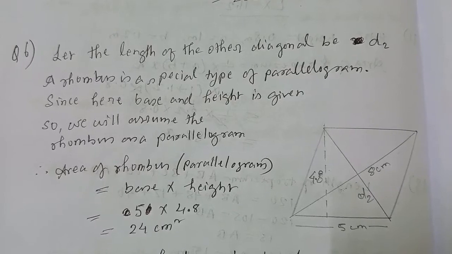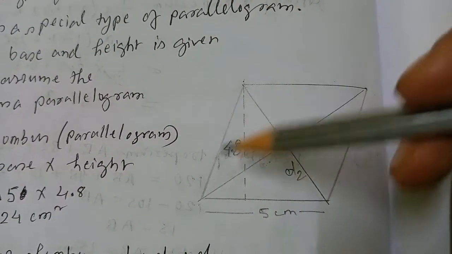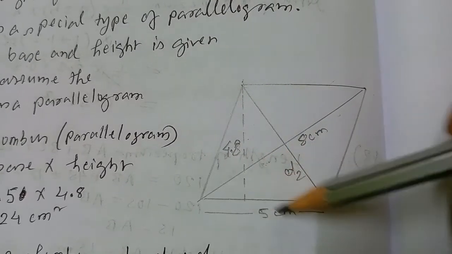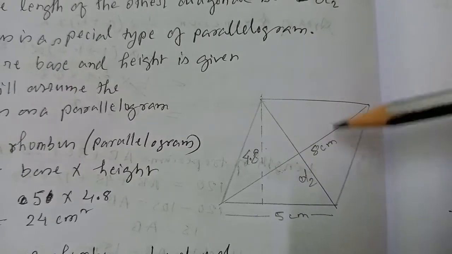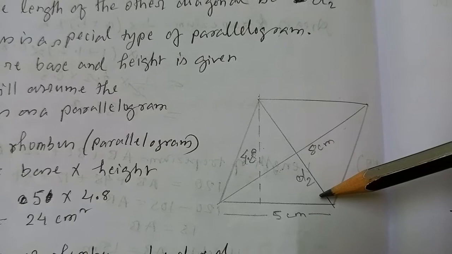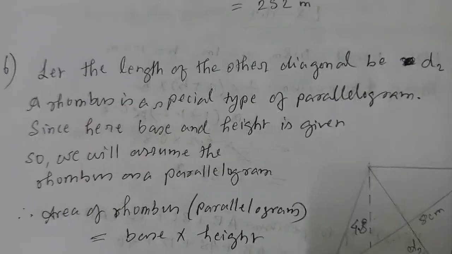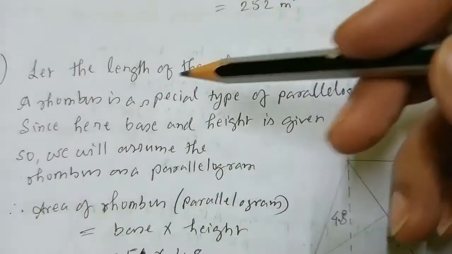So here you can see the solution. This is the figure of this question. So this is a rhombus. So side is 5 centimeter. The height is 4.8 centimeter. One of the diagonal is given 8 centimeter and other diagonal you have assumed D2. You have to find out. So let the length of other diagonal be D2. Okay. Now the next thing is what?